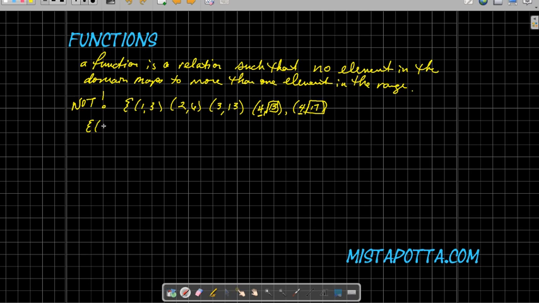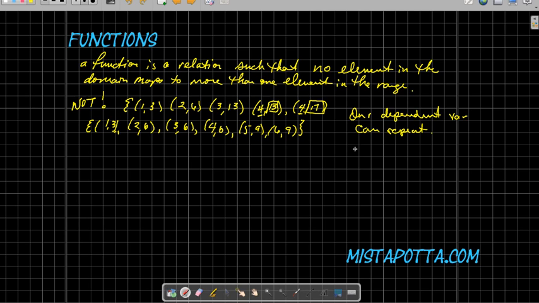So let's say I have this function. I've got 1, 3, 2, 6, 3, 6, 4, 6, 5, 9, and 6, 9. Now you notice that there is some repetition, and that's acceptable. Our dependent variables can repeat.